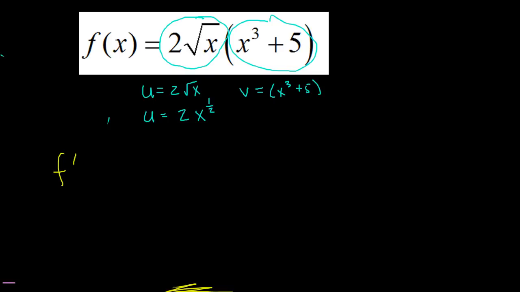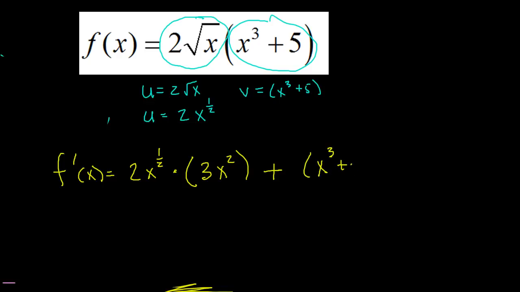All right, so the derivative of this function is going to be, here I go, leave the first guy alone, 2x to the 1/2 stays completely alone, times the derivative of the back. All right, the derivative of the back is going to be 3x squared. The derivative of 5 is 0, so again, 3x squared. Plus, now this time I'm going to leave the back guy, v. I'm going to leave that alone.